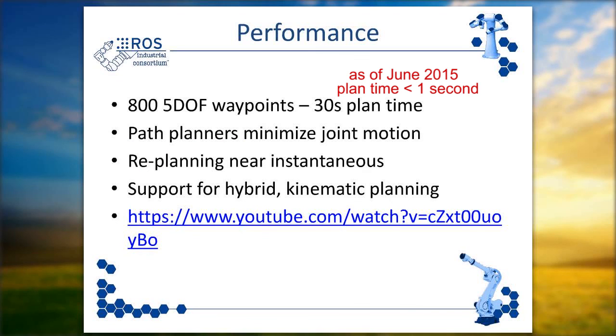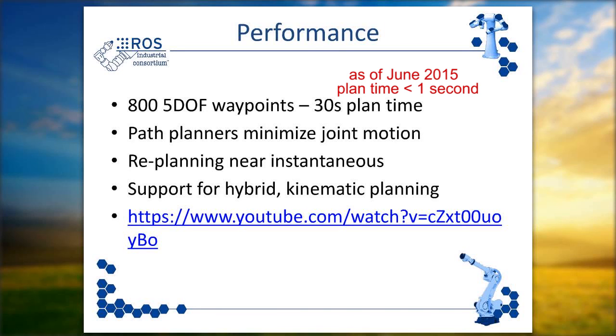The current path planners have to minimize or optimize something. They currently just work on minimizing joint motion while adhering to all the trajectory constraints. Replanning, we've been able to achieve as near instantaneous, so when changes are made to the trajectory, they happen almost instantly. And we do have support for hybrid kinematic path planning at this point. We're working on getting full trajectory timing built into our planners in the last half of the project.